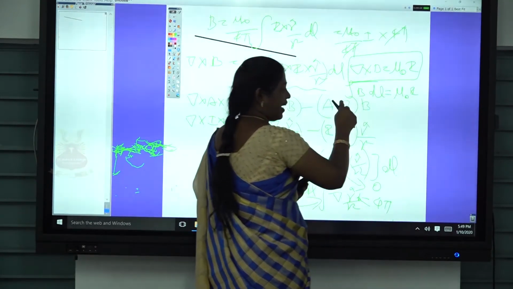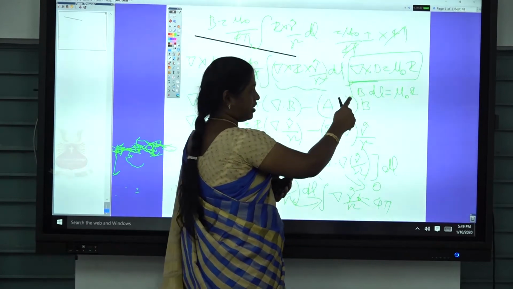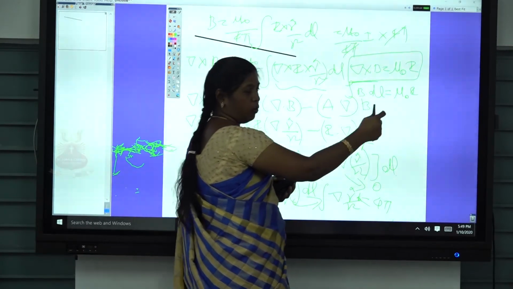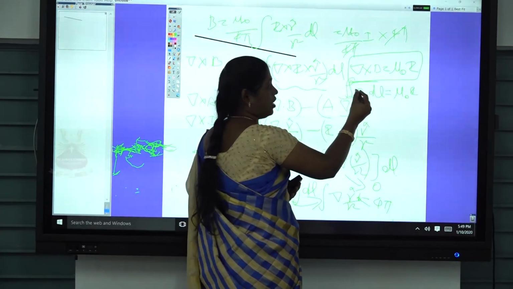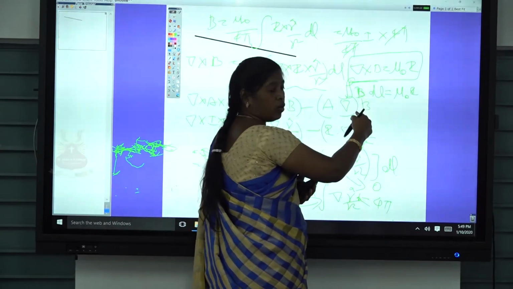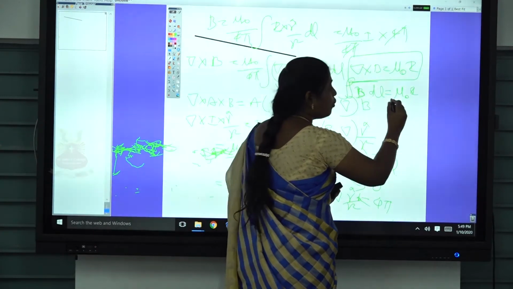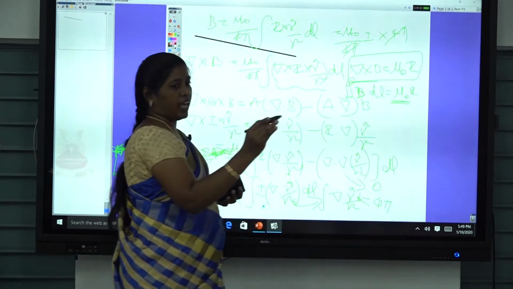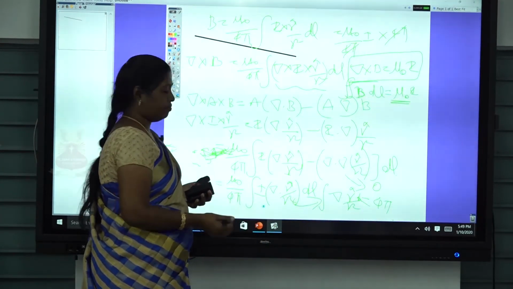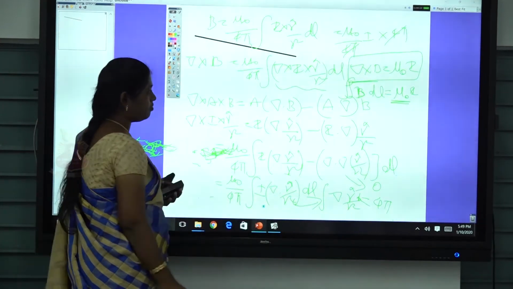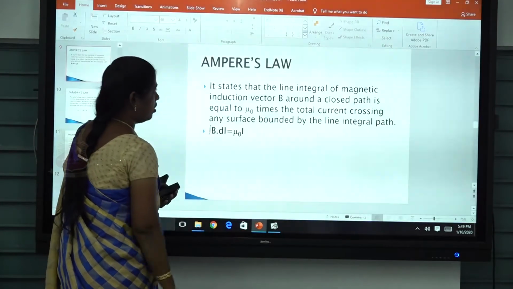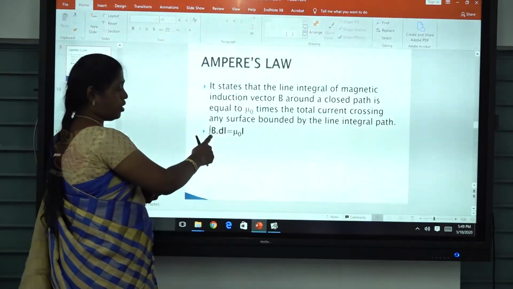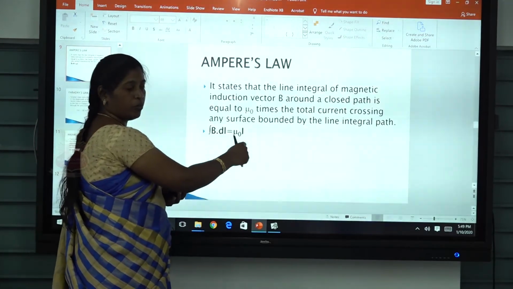That means the line integral of the magnetic field around a loop is equal to mu naught times the current passing through the same loop. So the integral of B dot dl is equal to mu naught I.